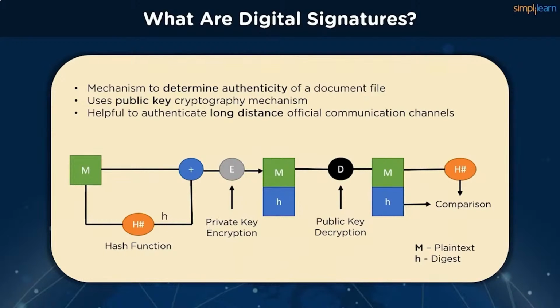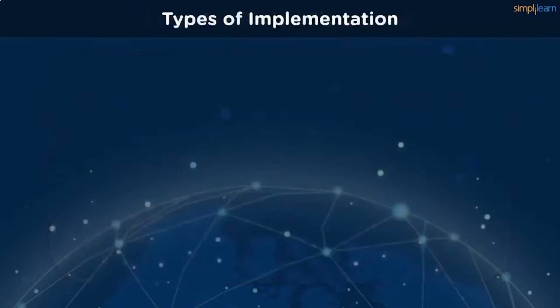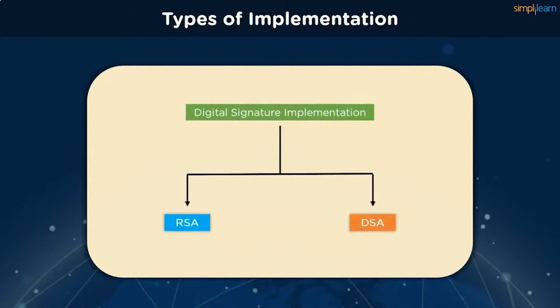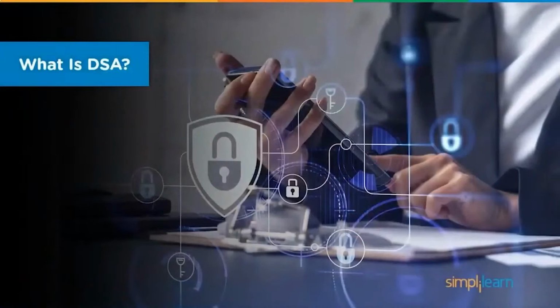To implement the concept of digital signature in the real world, we have two primary algorithms to follow: the RSA algorithm and the DSA algorithm, but the latter is the topic of learning today. So let's go ahead and see what the digital signature algorithm is supposed to do.